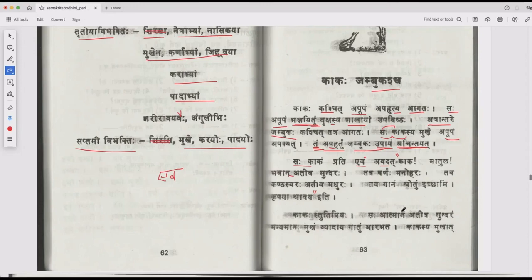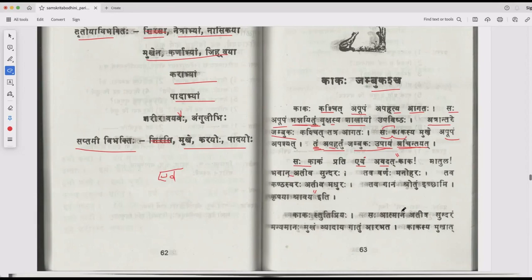Bhavan ativa sundarah. Bhavan is dvitiya, you. No. Bhavan is just prathama vibhakti. So prathama. You are very beautiful. Very beautiful. Yeah. Tava varnaha manoharaha. Your color is beautiful. Attractive. Okay. Manaha harati. It pulls the mind. So manoharaha, attractive. Oh, manaha haraha manohara. Acha.